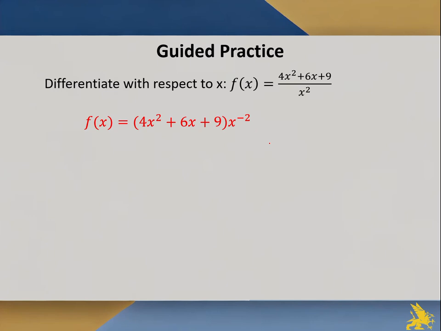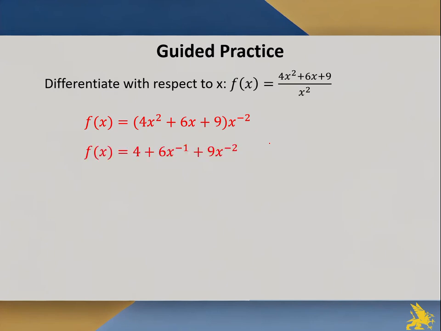So if I times this, 4x squared times x to the power of negative 2 means it's just 4. 6x times x to the power of negative 2 just means it's 6x to the power of negative 1, 1 plus negative 2. And then we've got 9x to the power of negative 2.